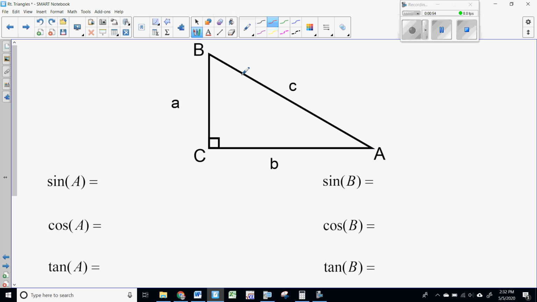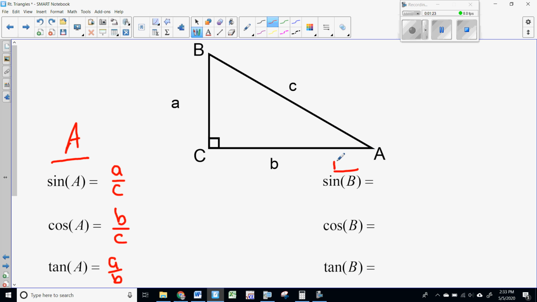We don't always necessarily have to have C at the right angle. We can move that around. But when we look at this, we have a whole bunch of trig functions, our sine, cosine, and tangent from SOHCAHTOA, that we could get from this one triangle. Let's look at angle A. For angle A, sine is opposite over hypotenuse. Cosine is adjacent over hypotenuse. And tangent is opposite over adjacent.